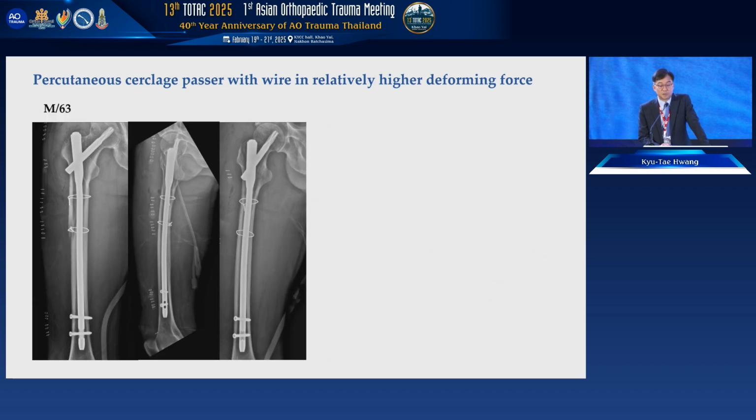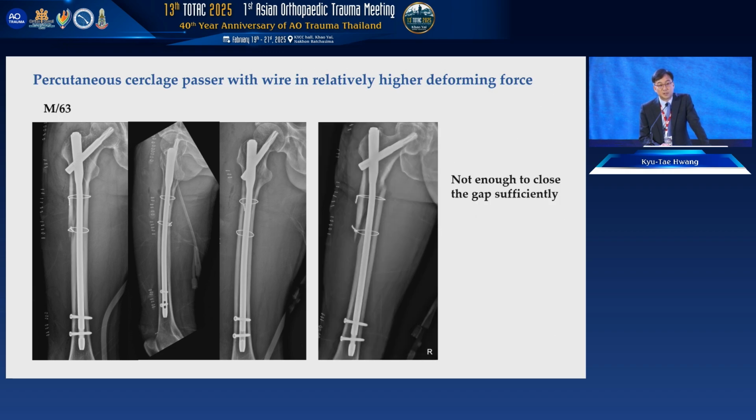This is a post-op radiograph. The fracture appeared to have been well reduced, but in the other direction X-ray, the fracture gap remained. So stainless wire is not enough to close the gap sufficiently.